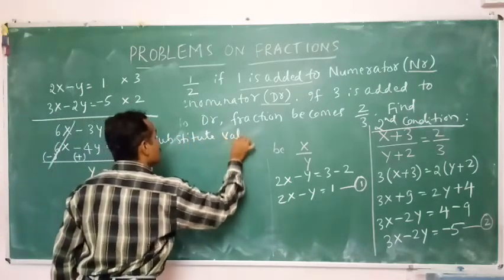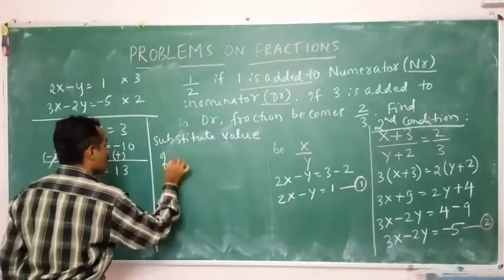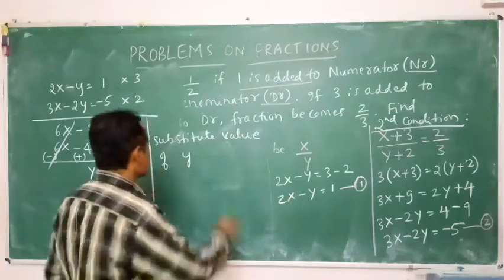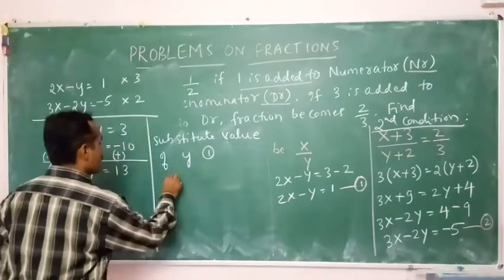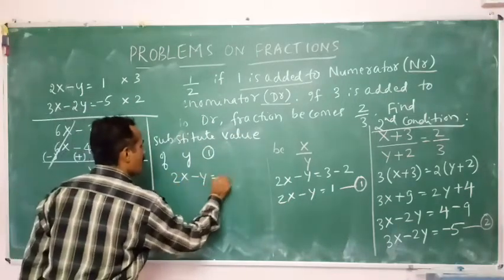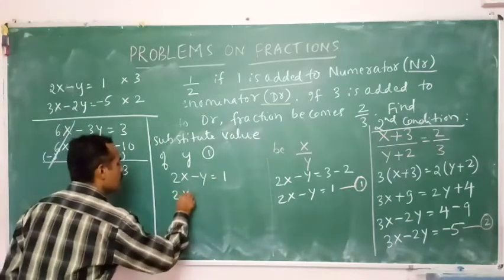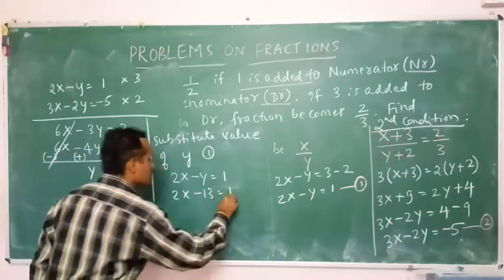Substitute the value of y in any one of the equations. In any one of the equations, I will substitute in 1. 2x minus y is equal to 1. The y value is 13, so 2x minus 13 is equal to 1.